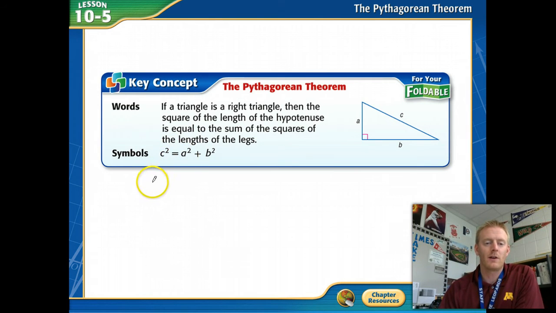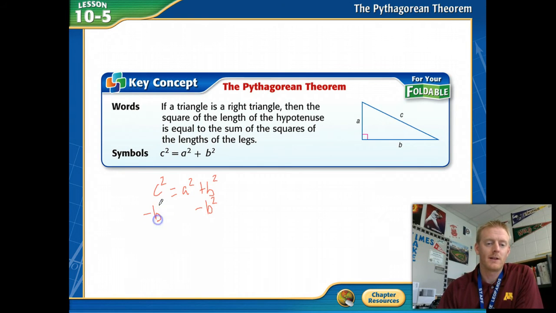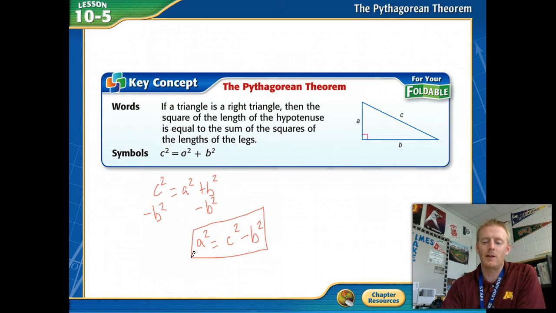If I wanted to figure out what a squared was, I would take this c squared equal to a squared plus b squared. So if I was given a hypotenuse and a leg and I needed to figure out the other one, I would just subtract from both sides to get a by itself. So a squared would be equal to c squared minus b squared. So if we needed to figure out a missing leg, we could use that formula instead. So we just manipulated the formula to get a by itself that time.